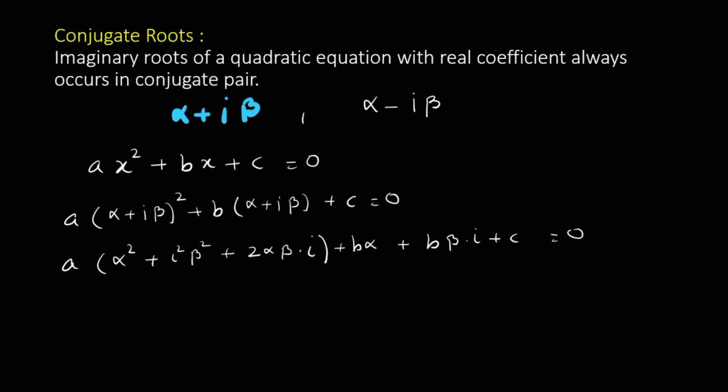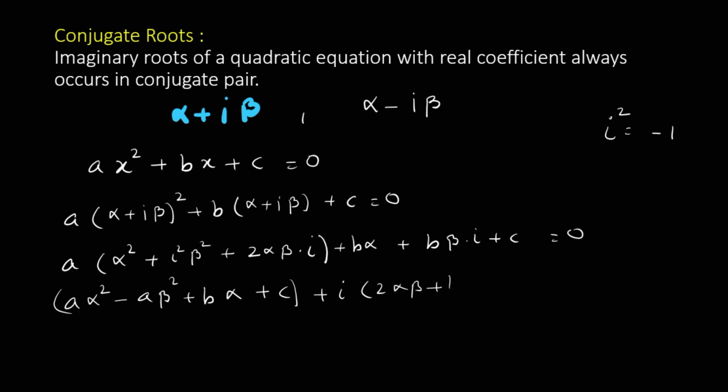Now as i square is equal to minus 1, from complex numbers, we can write here a alpha square minus a beta square, plus b alpha, plus c as the real part, and plus the imaginary part, i into (2a alpha beta plus b beta). This is equal to 0.